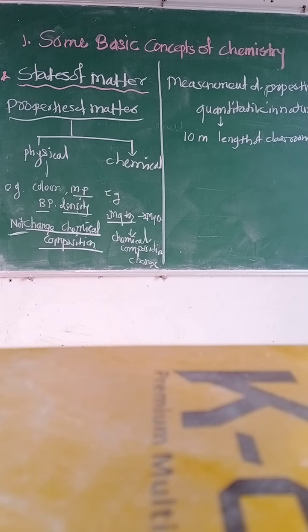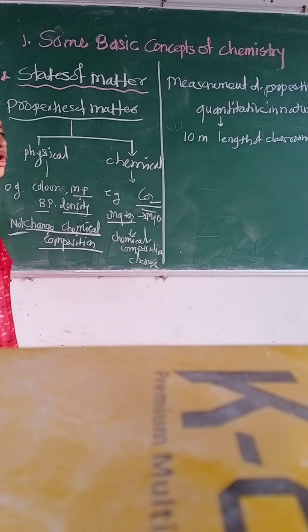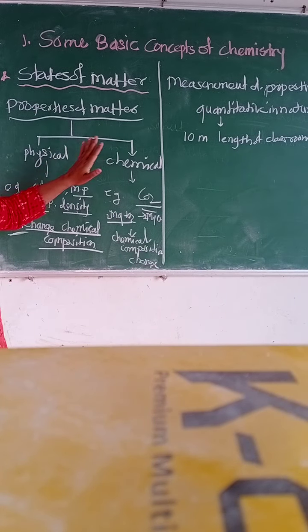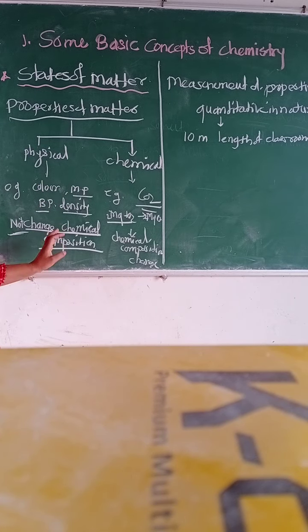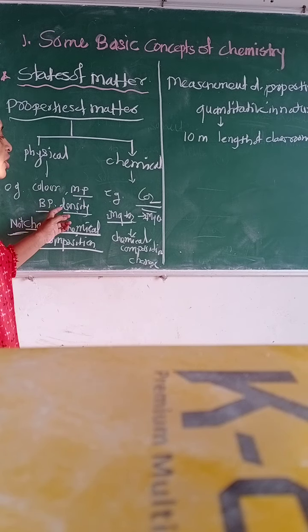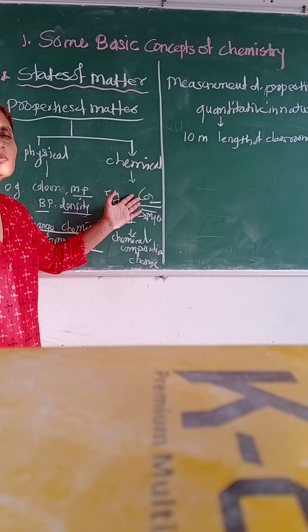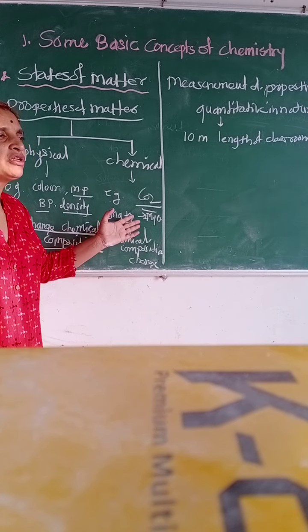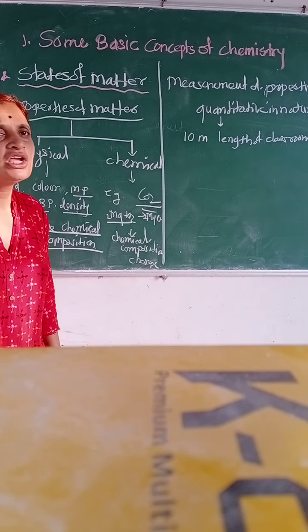Another example is carbon dioxide preparation: coal burns in the presence of air and forms CO2. These are examples of chemical properties. So properties of matter are classified into physical and chemical. Physical means the chemical composition cannot be changed, such as color, melting point, boiling point, density. Preparation of carbon dioxide, where coal burns in air, or magnesium in oxygen forming magnesium oxide, means the chemical composition is changed.